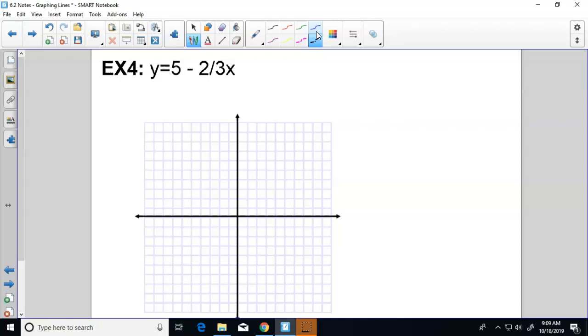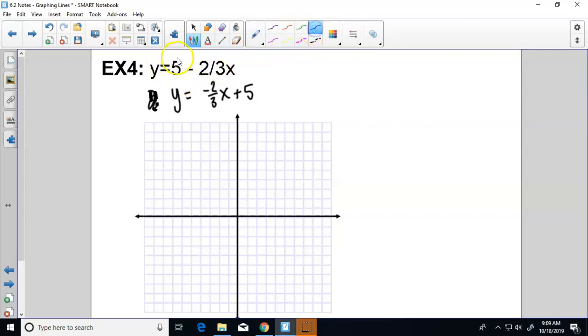This one looks weird, doesn't it? What do you think, Riley? It is 5. So it would be easier if it was written like this: y equals negative 2/3 x plus 5, right? You would have answered that more easily, right? But sometimes they don't put them in that order.